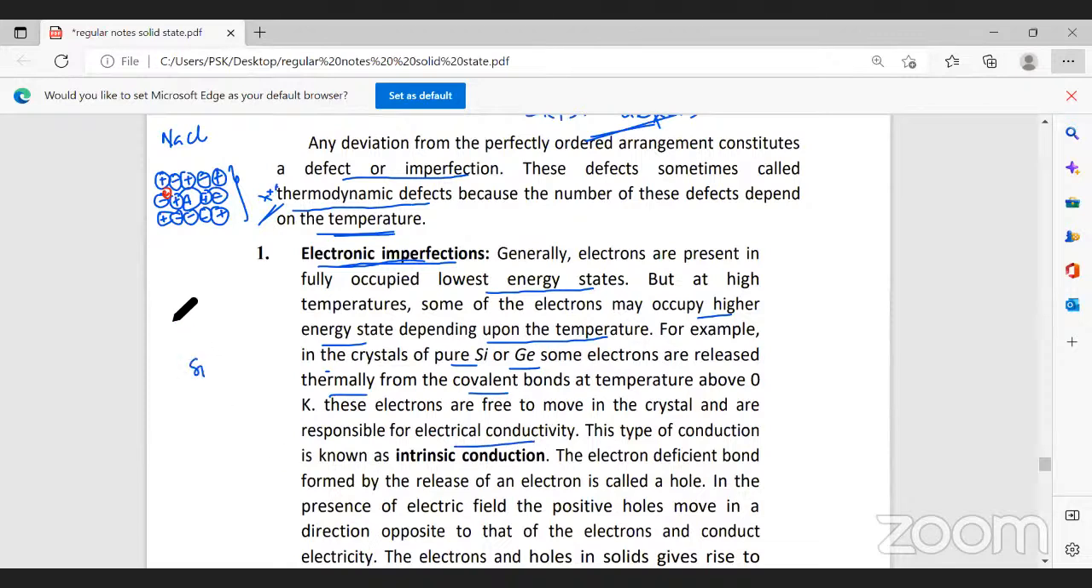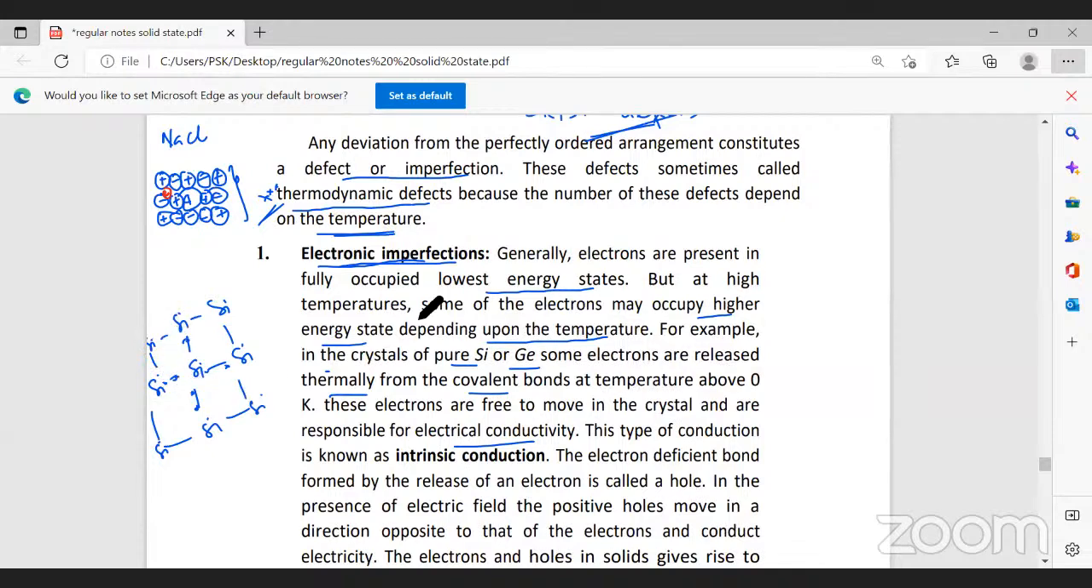Now, for an example, if you take silicon, silicon belongs to the carbon family. It has covalency 4. Four covalent bonds are there. This is how you can represent four covalent bonds for silicon. This also you can represent. This will be the structure of silicon. This is the purest form of silicon.